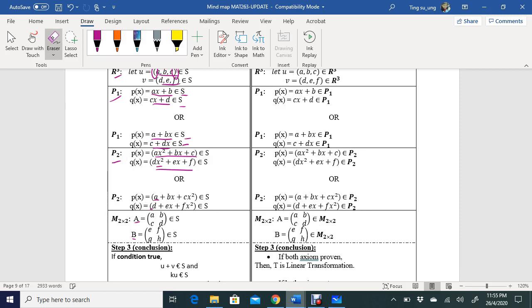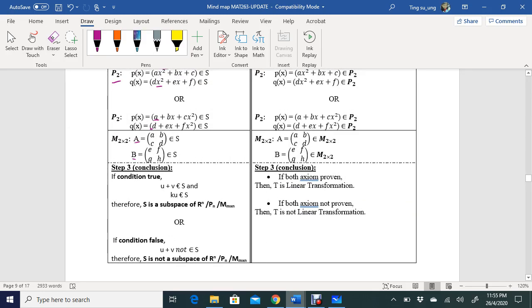Don't forget your conclusion. How do you write your conclusion? If your condition is true, it means that S is a subspace of the vector space involved. If your condition is false, your answer will be that S is not a subspace of the vector space involved.